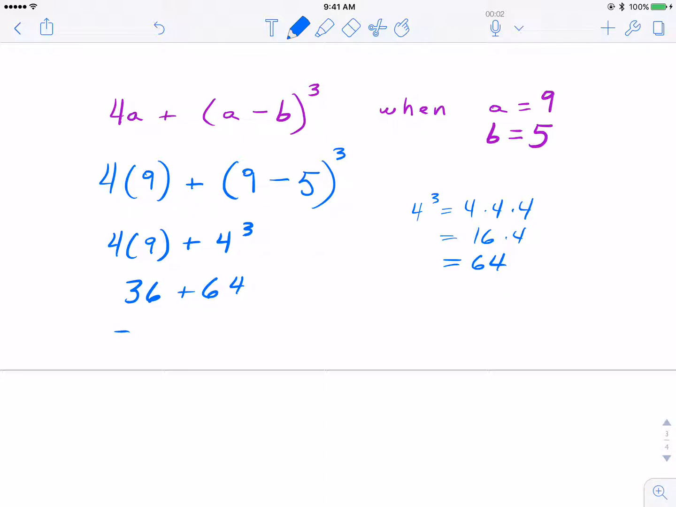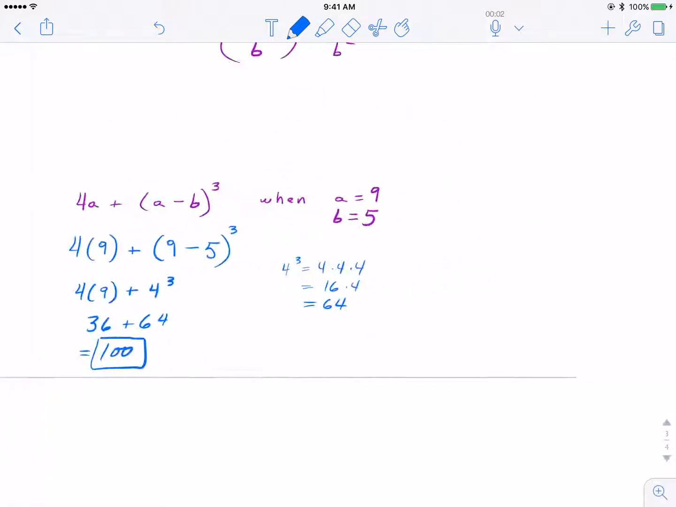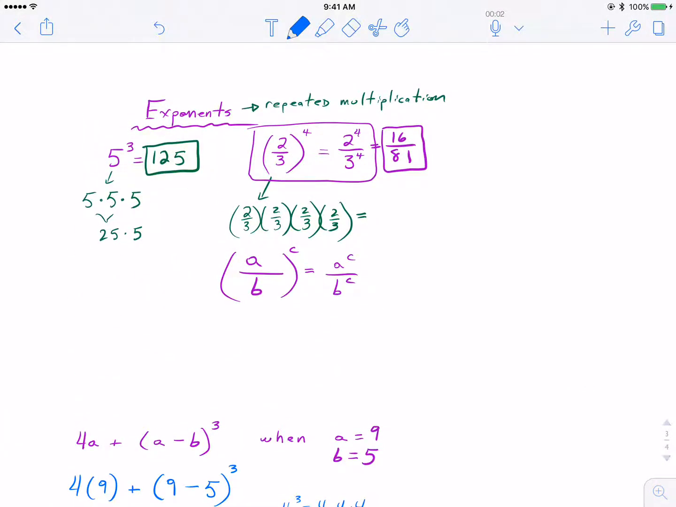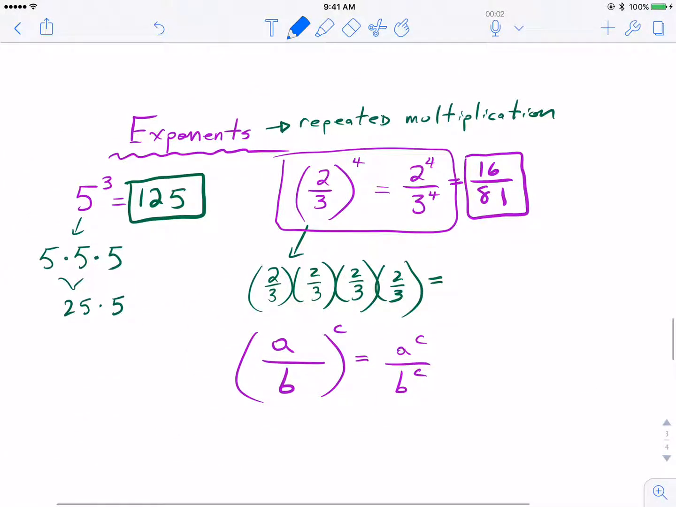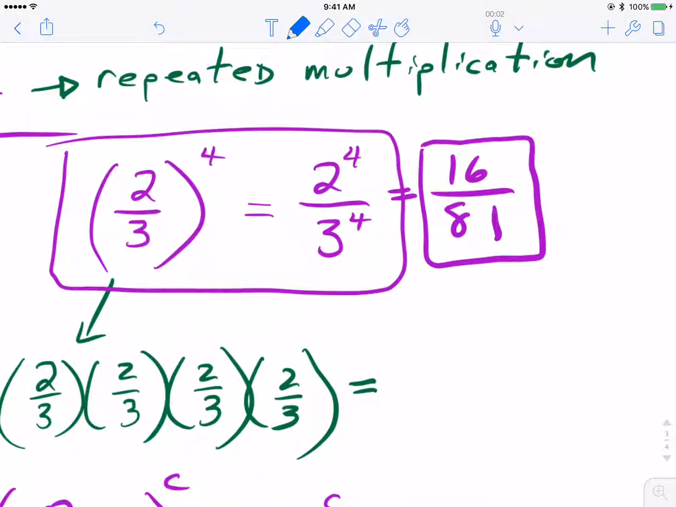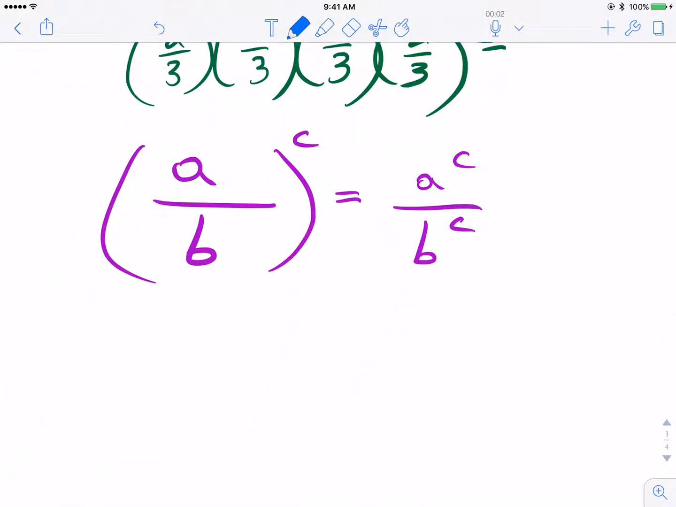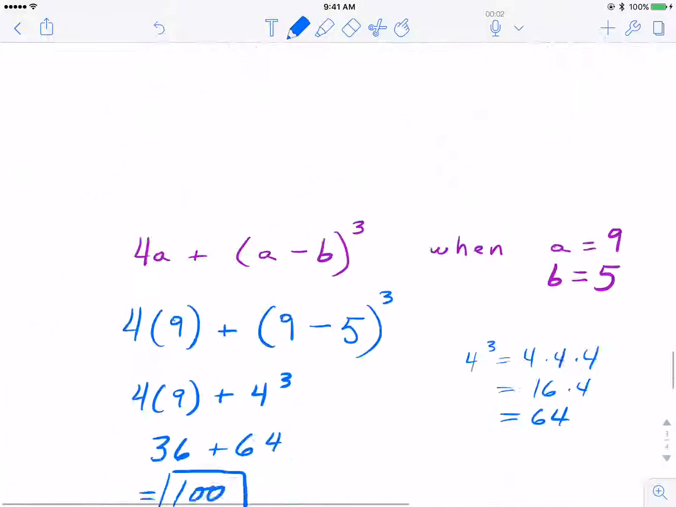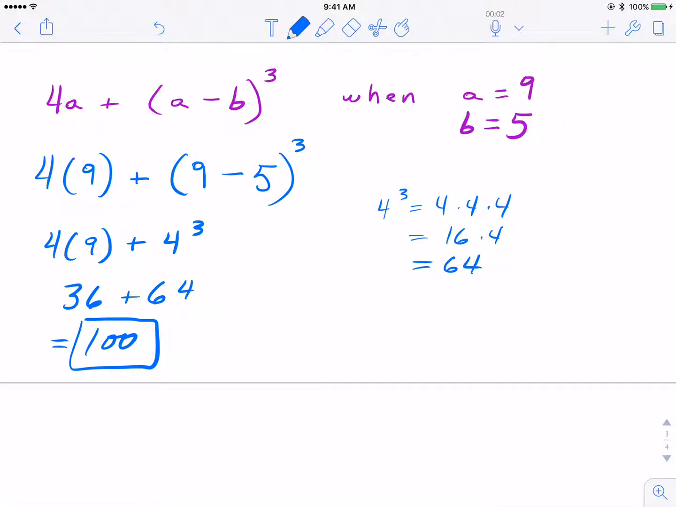And last step here, adding together the two numbers, 36 plus 64, we should get a nice clean answer of 100. Okay, so this video on exponents, going through some of the properties and how they can be applied to noting equivalent expressions by applying some laws or properties of exponents, and how to evaluate expressions with exponents.